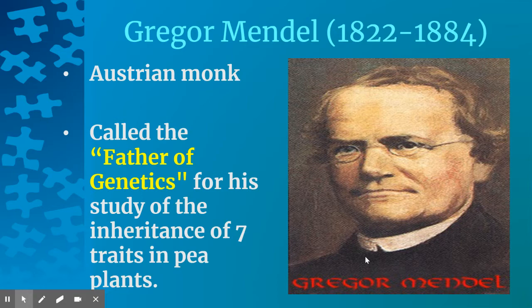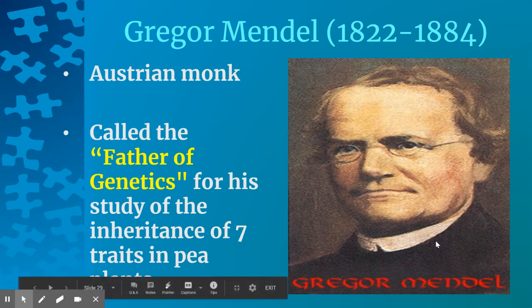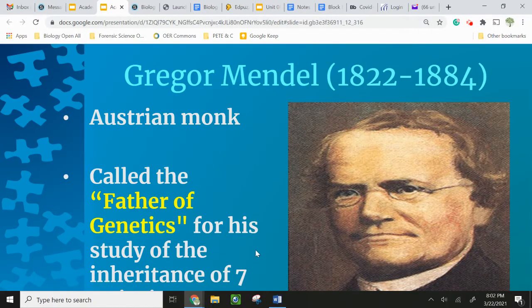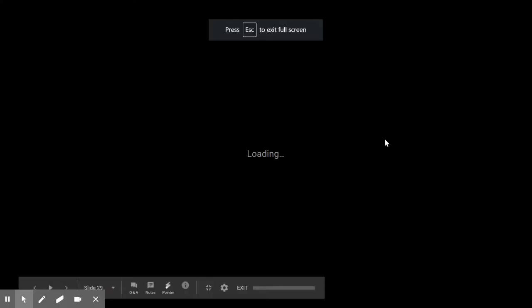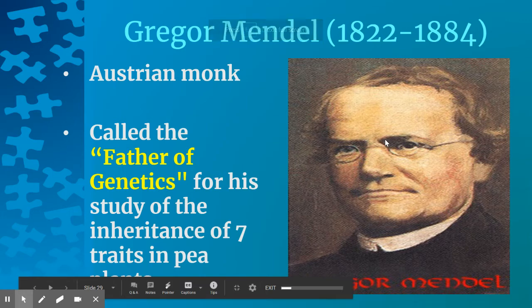There he is. He's an Austrian monk, sometimes called the father of genetics. And he was working at the monastery and he was studying the inheritance of 7 different traits in pea plants. Now, remember what a trait is. A trait is a physical characteristic. So, like my brown hair, that's a trait. Your height, it's a trait.